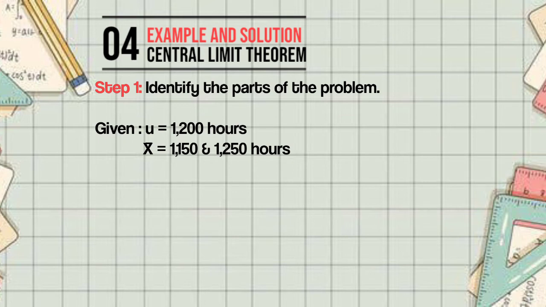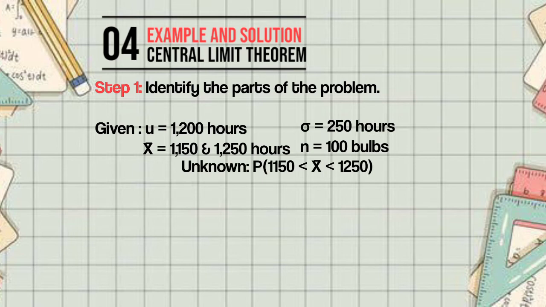Here is the step-by-step explanation of the solution for the given problem. Step 1. Identify the parts of the problem. Here are the givens. The population mean is equal to 1,200 hours, while the sample means are 1,150 and 1,250 hours. The population standard deviation is equal to 250 hours, and the sample size is equal to 100 bulbs. The unknown is P(1,150 < x̄ < 1,250).